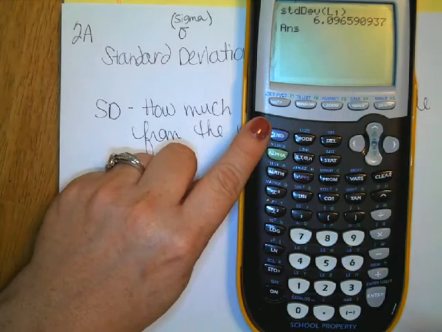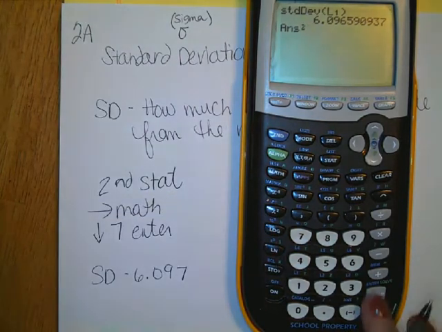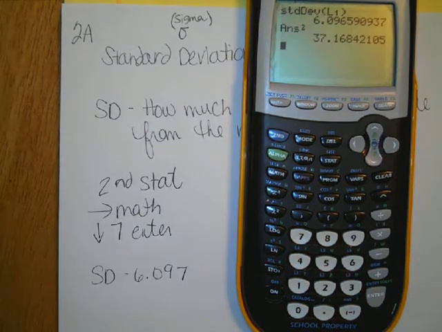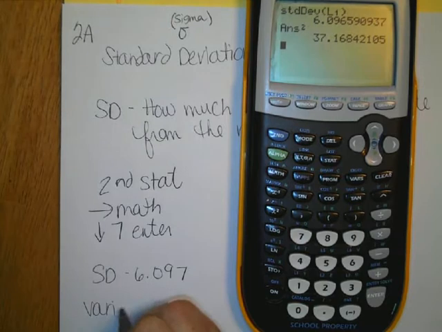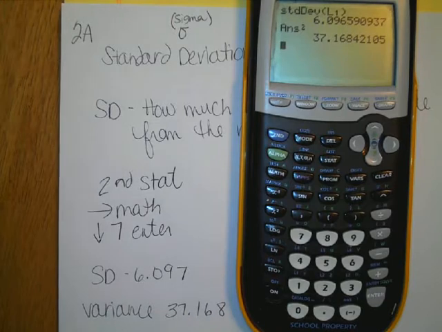I'm going to square it using this x squared button and enter. That gives me my variance. When I square the standard deviation, it gives me my variance, which is 37.168. So now I have found my standard deviation and my variance.